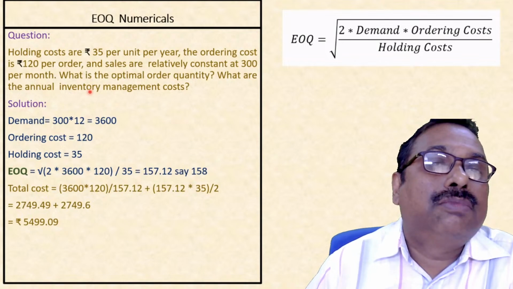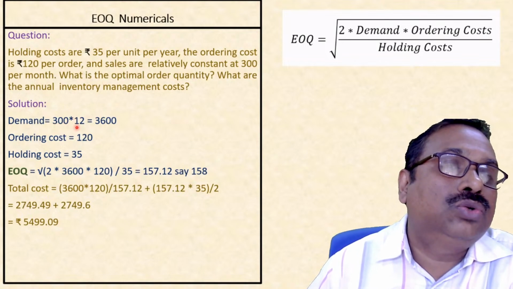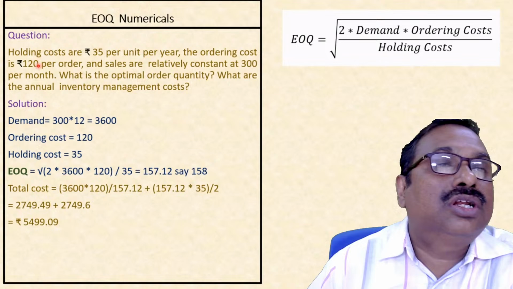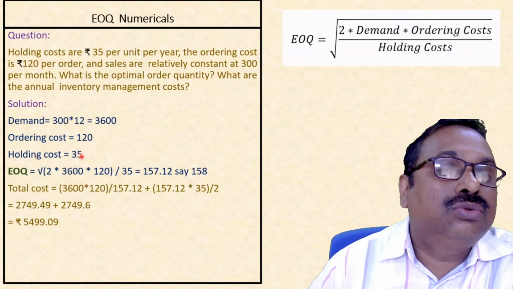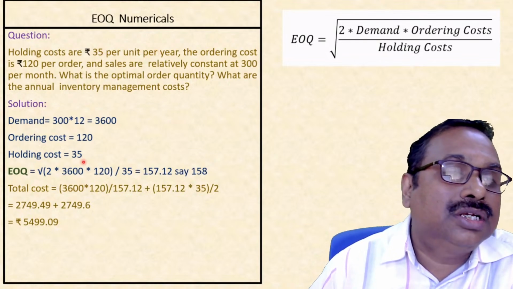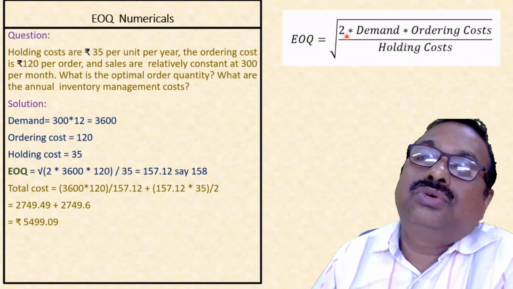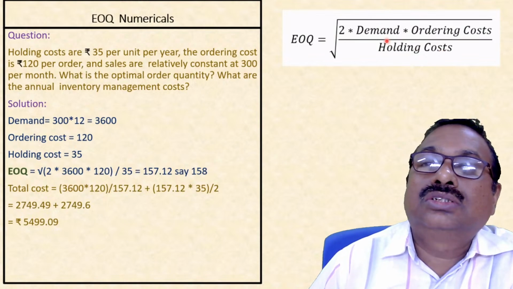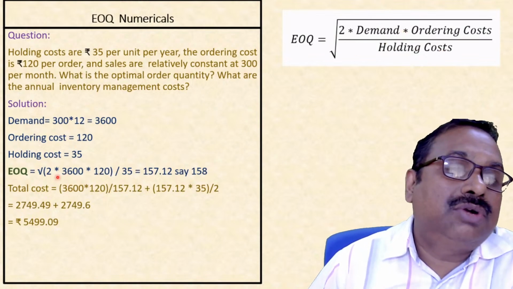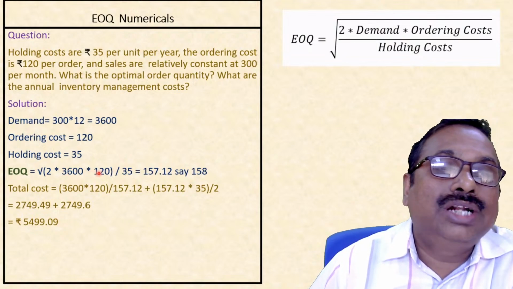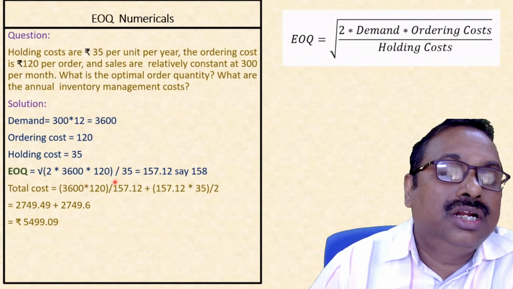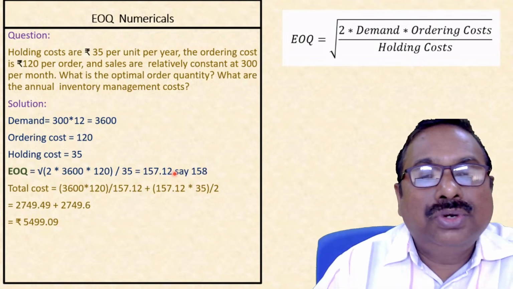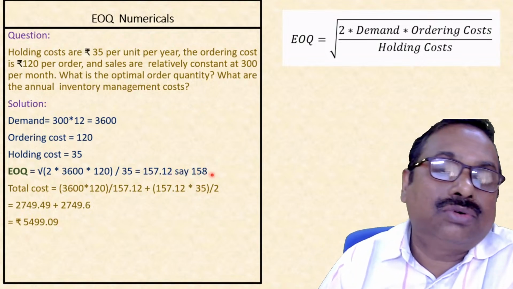So what is the demand? Monthly it is 300, so yearly 300 into 12 is 3,600 is the demand. Ordering cost is 120 per order. Holding cost is rupees 35 per unit per year. So what is the equation? EOQ is root of 2 into annual demand into ordering cost divided by holding cost. So 2 into 3,600 into 120 divided by 35 comes to 157.12. We can round up to 158.